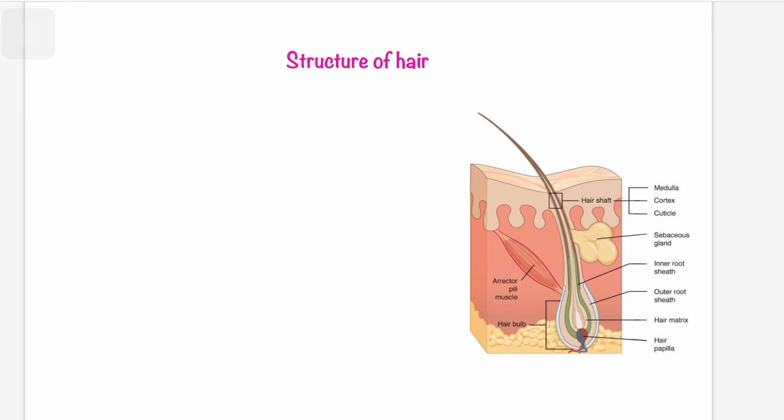Let's move on to the structure of hair. Hair is an appendageal structure. The part of hair which is visible above the skin is called the hair shaft, and the part of hair which is below, within the skin, is called the hair follicle. The hair follicle can be divided into an upper segment and a lower segment.